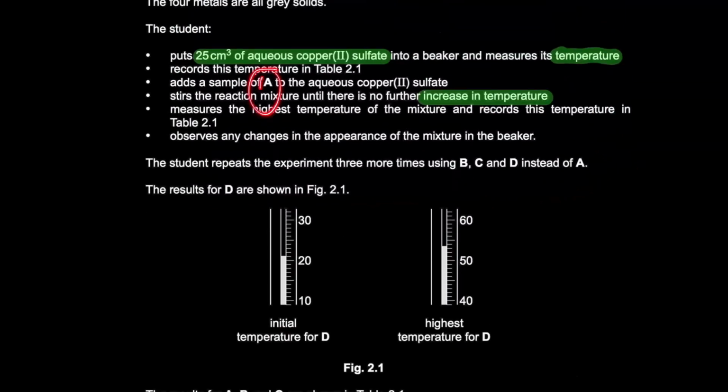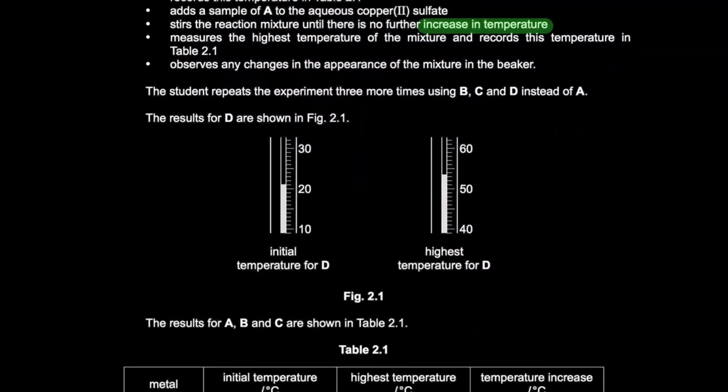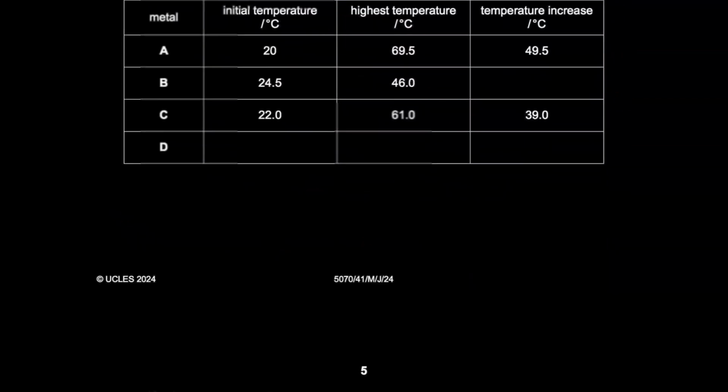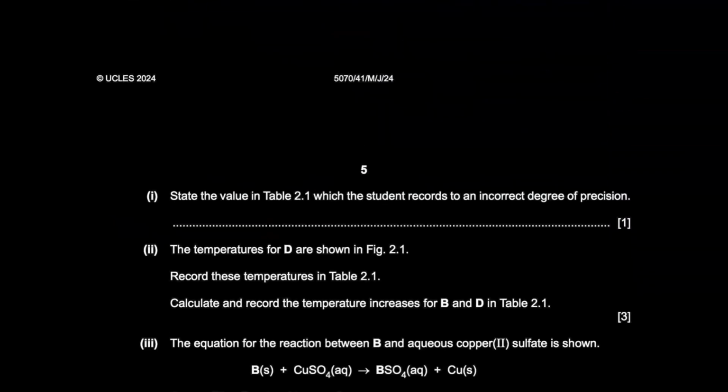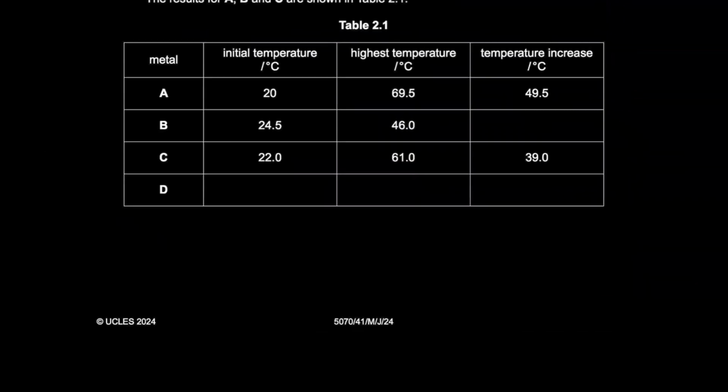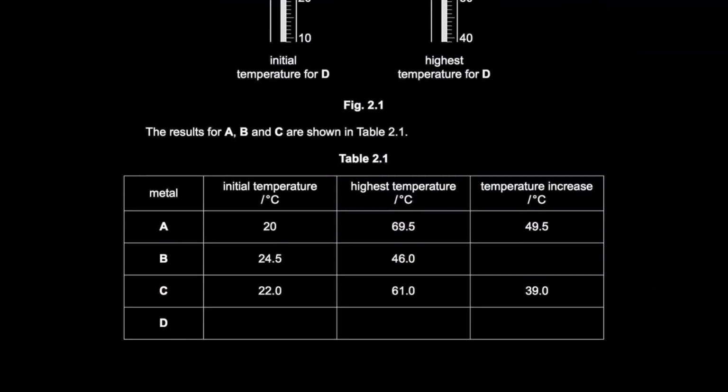So he adds a sample of each of the metals to copper 2 sulfate and determines how much the temperature increased. Okay, by measuring the initial temperature and the highest temperature and finding the difference. The results for A, B, and C are shown. State the value in table 2.1 which the student records to an incorrect degree of precision. This is the value recorded to an incorrect degree of precision, right? It should be to 1 decimal place.